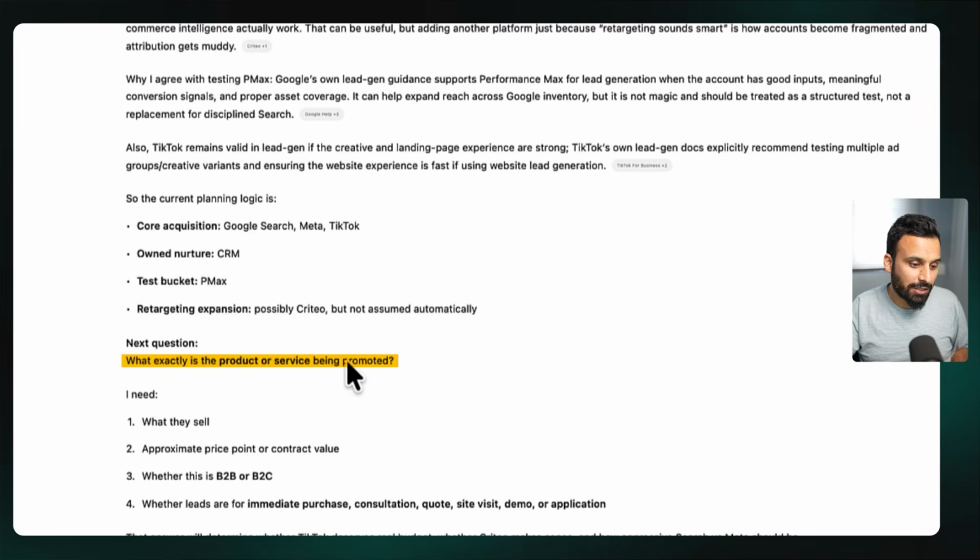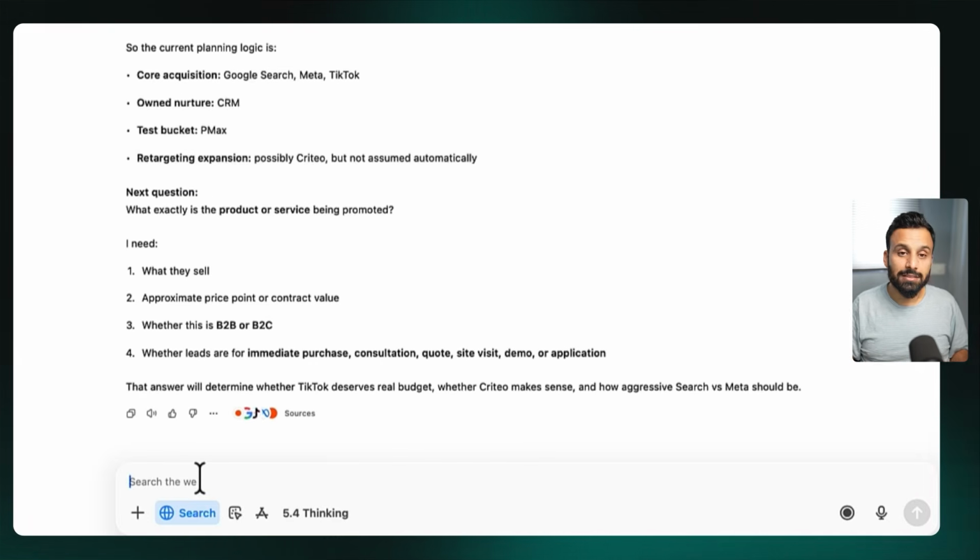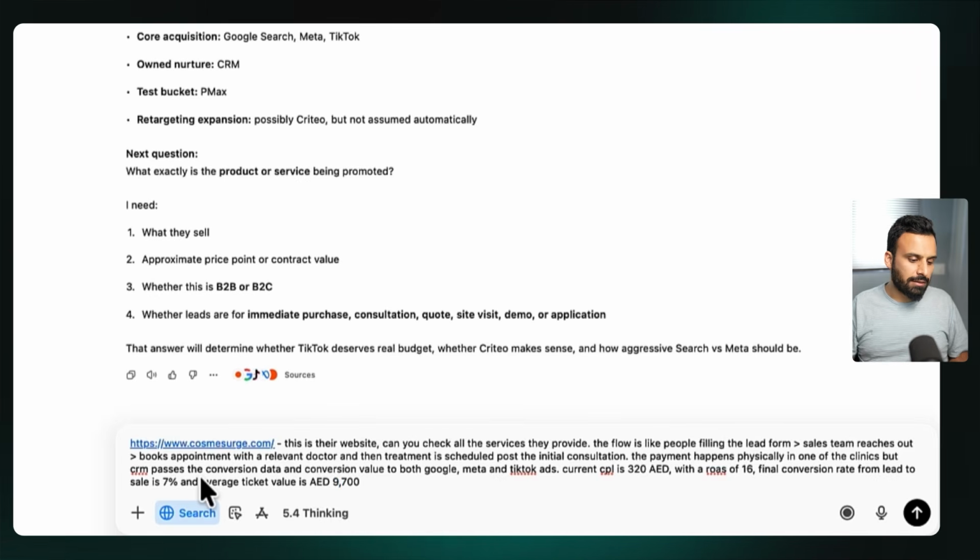What exactly is the product or service being promoted? Okay, now it's asking me more questions, so I will just try to simplify this. Okay, this is their website. Can you check all the services they provide?